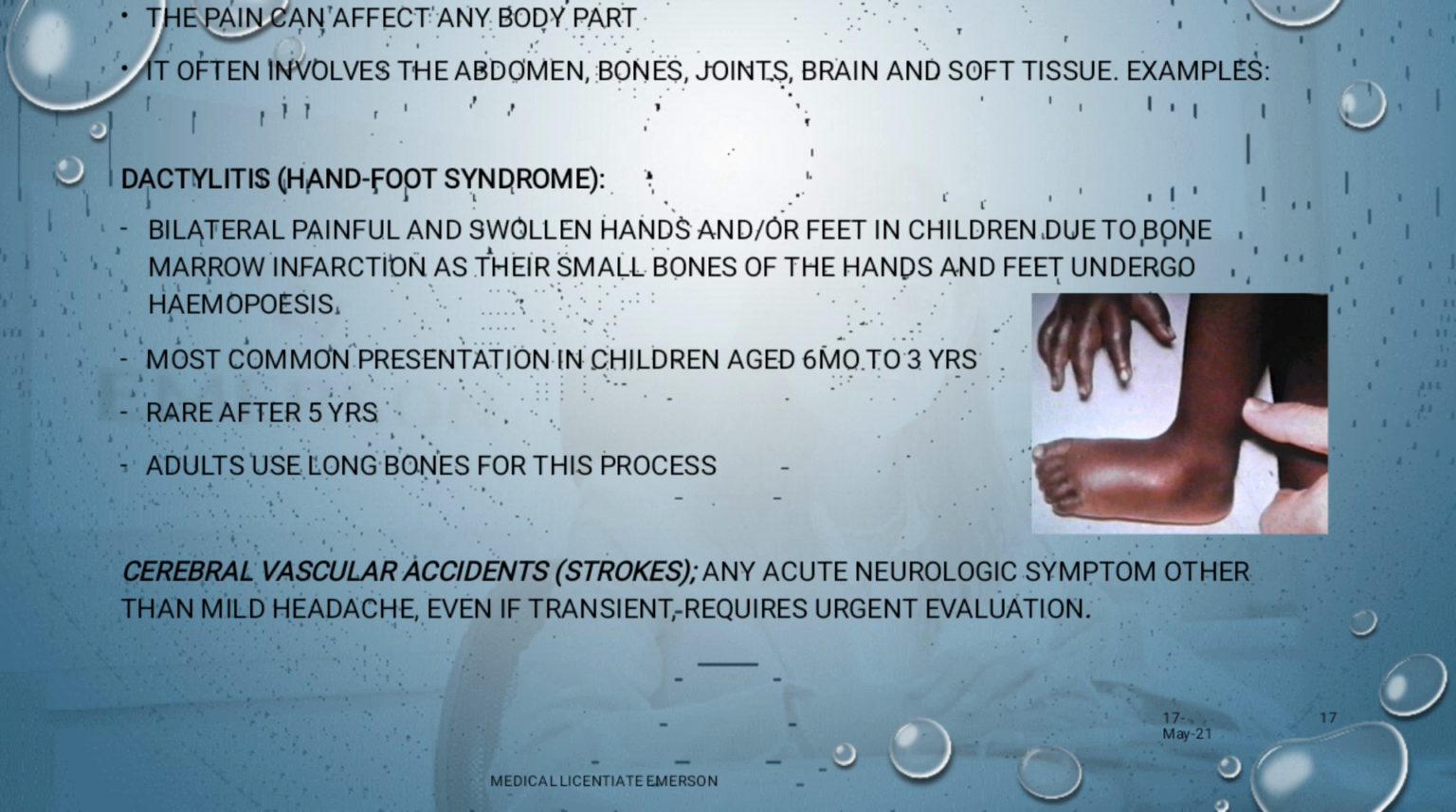Okay, then other types of VOC, or examples of VOC. We have one known as hand-foot syndrome, which is dactylitis, where we have painful and swollen hands and/or feet in children due to bone marrow infarction, as the small bones of the hands and feet undergo hemopoiesis. So this is due to bone marrow infarction. It is the most common presentation in children aged 6 months to 3 years, but it is rare after 5 years. Adults use long bones for this process, so that's why it's very rare.